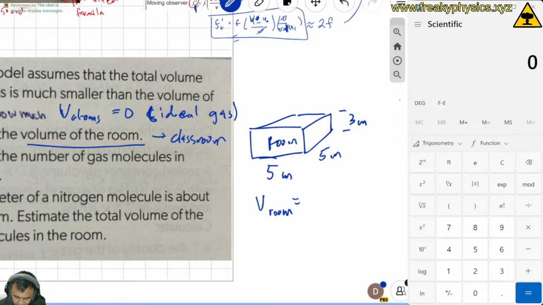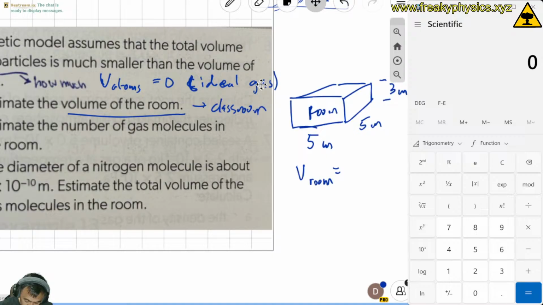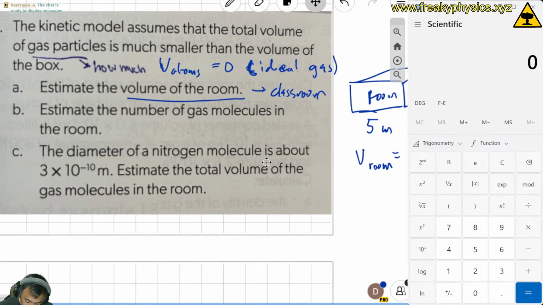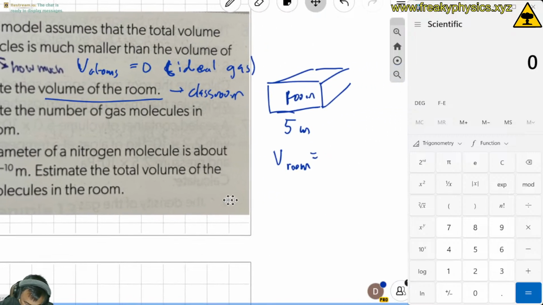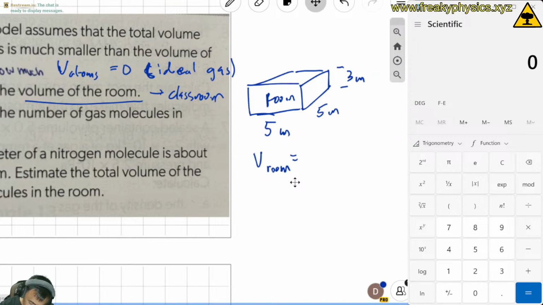But how do we know it's big enough compared to the atoms? Okay, we'll get to that in a while. It's going to be a lot easier for us to actually go through problems A and B first, and then we go to C, okay? All right. So here, the volume of the room, we can easily say that that's just going to be 3 by 5 by 5, and that's going to give us 75 cubic meters, right?